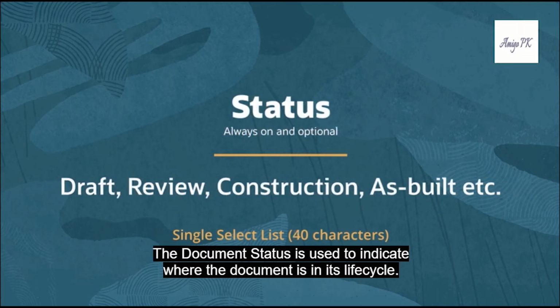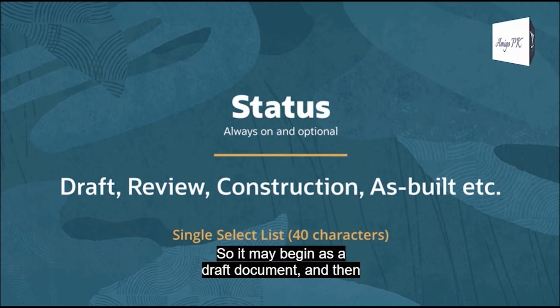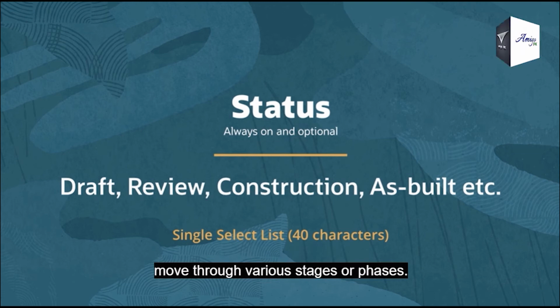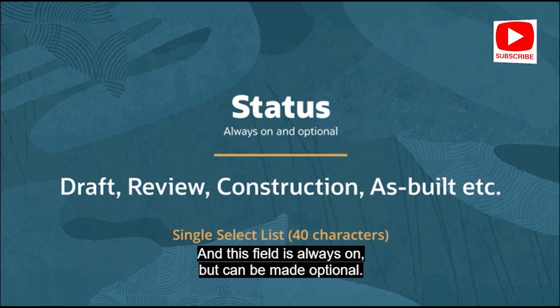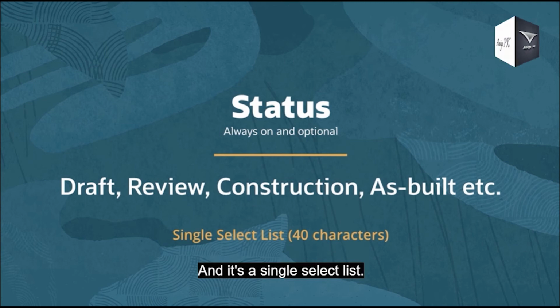The document status is used to indicate where the document is in its life cycle. So, it may begin as a draft document and then move through various stages or phases. Used correctly, this field allows us to track a document efficiently. And this field is always on but can be made optional, and it's a single select list.